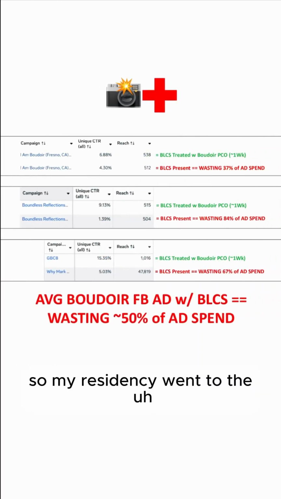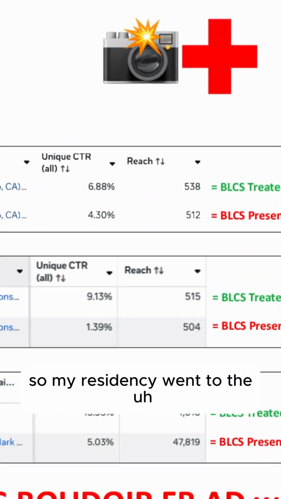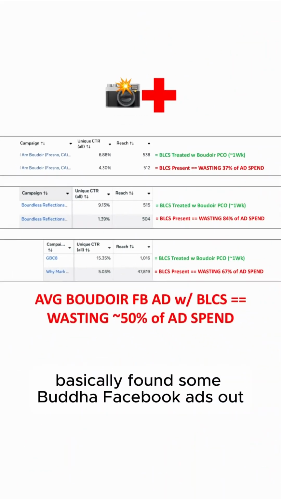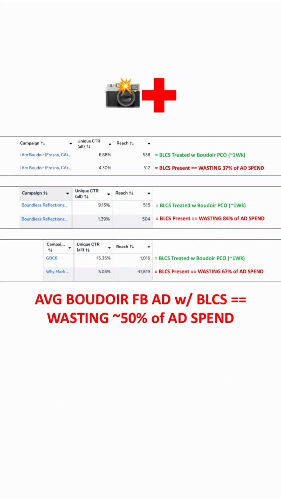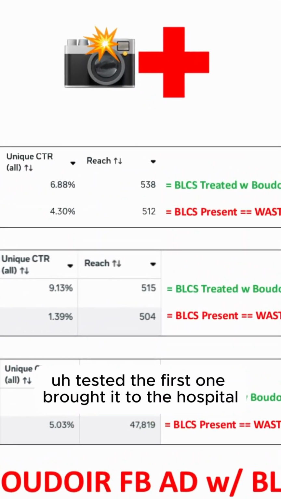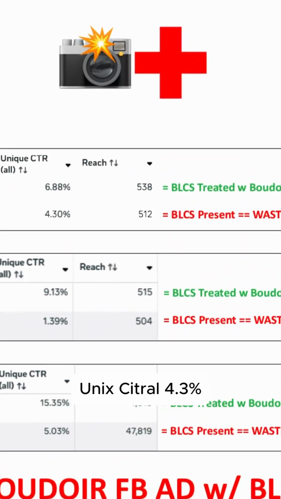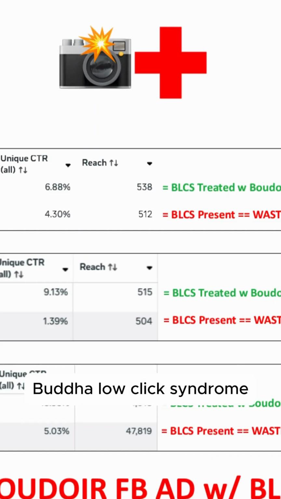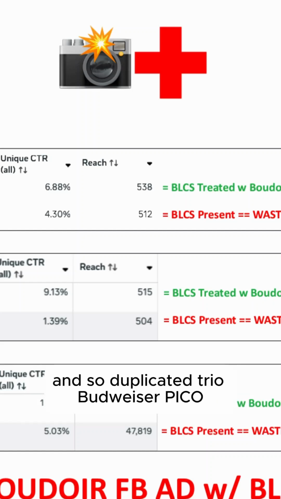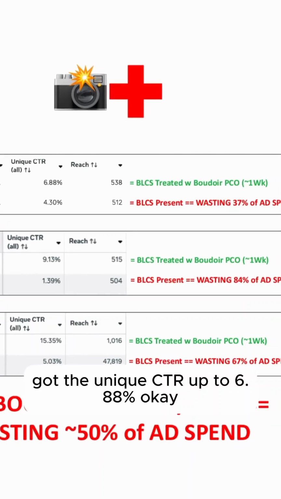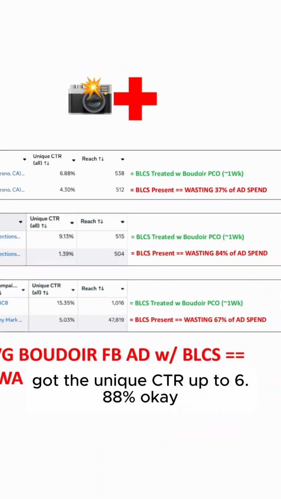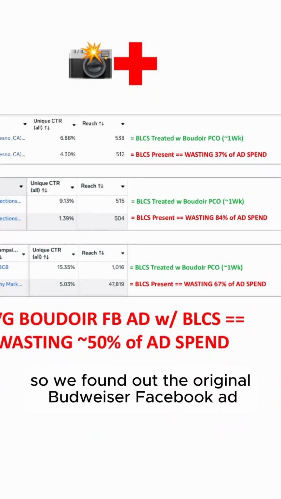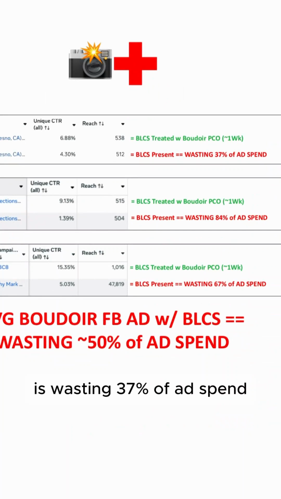So my residency, basically found some Boudoir Facebook ads out in the wild there. Tested the first one, brought it to the hospital. Unique CTR all 4.3%. So BLCS is present because unique CTR all is under 6% with low click syndrome. And so duplicated, treated with Boudoir Pico, got the unique CTR all up to 6.88%. Okay, so we found out the original Boudoir Facebook ad was wasting 37% of ad spend.